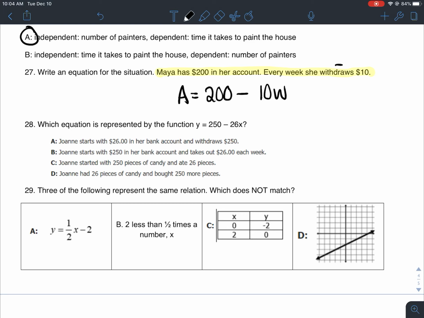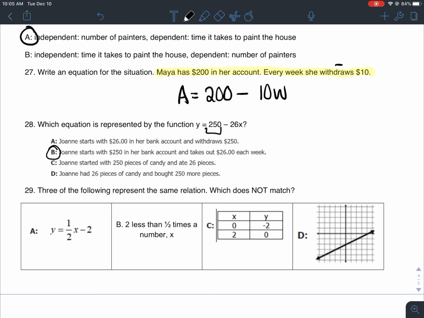All right, 28, he starts with $26. So we're trying to match up that equation, and he withdraws. We want to start with 250 and take out 26. So he starts with 250 and takes out 26 each week. That seems right. He starts out with 250 pieces of candy and ate 26, but there's no variable there. That's like a one-time subtraction problem. He has 26 and you're just adding on D. It's got to be this one.